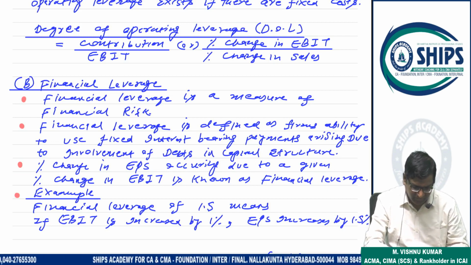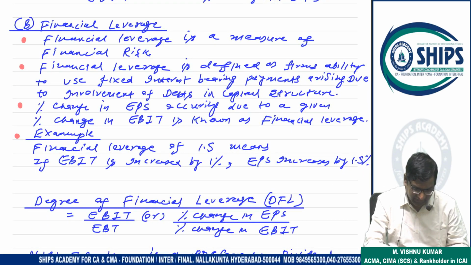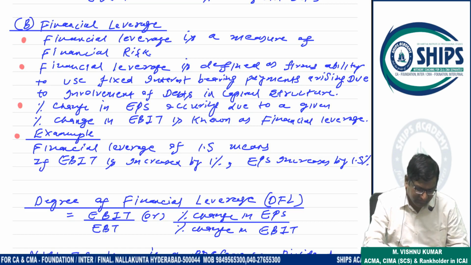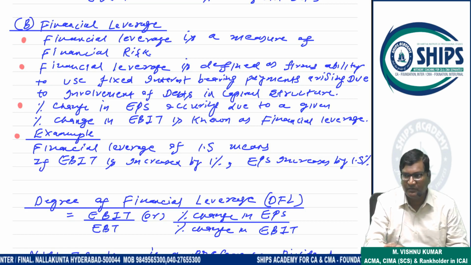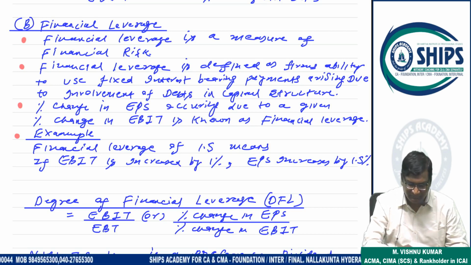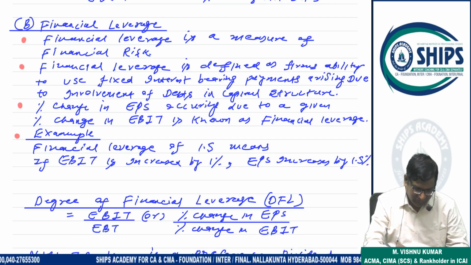So the first point is financial leverage is a measure of finance risk. Second point is financial leverage is defined as the firm's ability to use fixed interest bearing items in the capital structure. Third is if percentage change in EPS is occurring, that will occur due to change in EBIT. Okay, when EPS will change, when EBIT will change. Or what is the effect of change in EBIT on EPS? That is called what? Finance risk, financial leverage. So an example is also given.